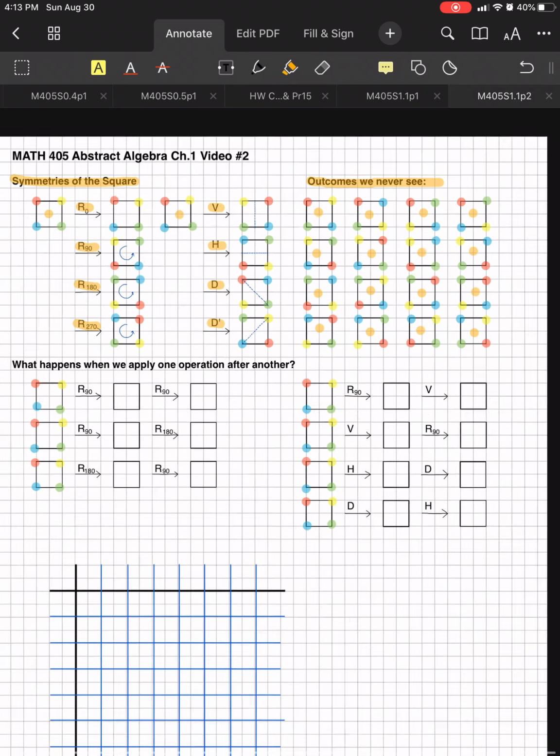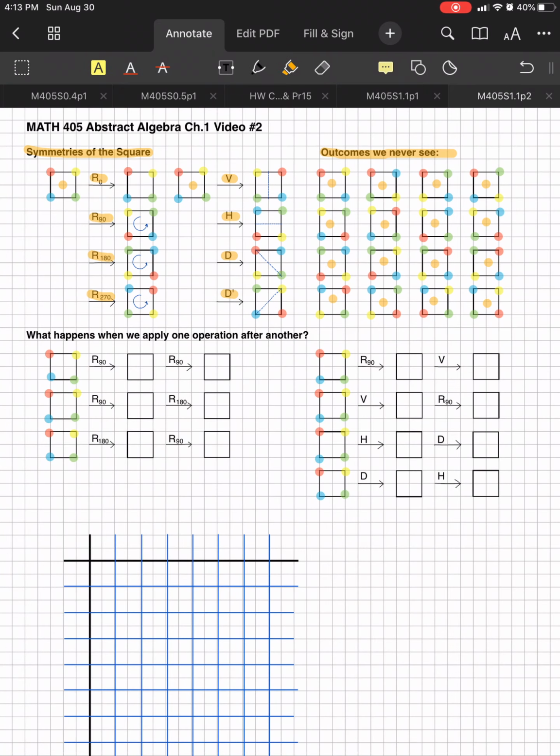Now, one thing we might ask is, are we missing some things we could do to the square that would give us these outcomes? And on top of that, how do I know, or do I even know, that these ones that I've gotten over here at the end are all the possible arrangements of those 4 colors around the corners of the square?